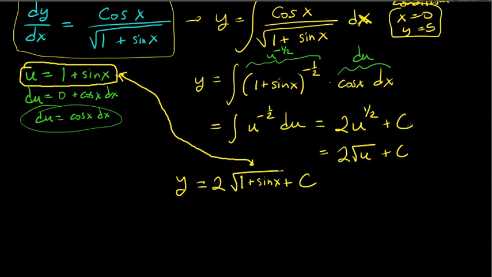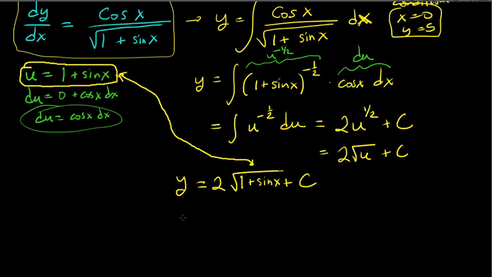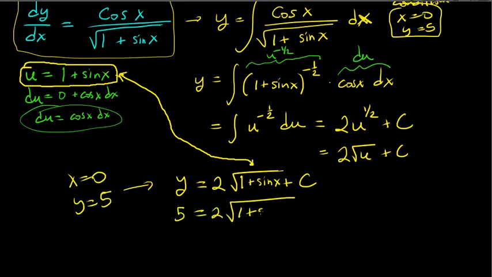Okay, so now go back to my original idea here. x is 0 and y is 5. So just plug in x equals 0, y equals 5. And here's what we get. We get 5 equals 2 times the square root of 1 plus the sine of 0, plus c. Well, sine of 0 is 0, so 1 plus 0 is 1. So we just get 5 is equal to 2 times the square root of 1 plus c.